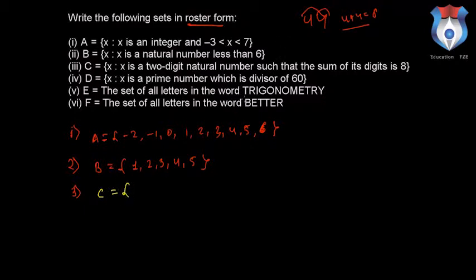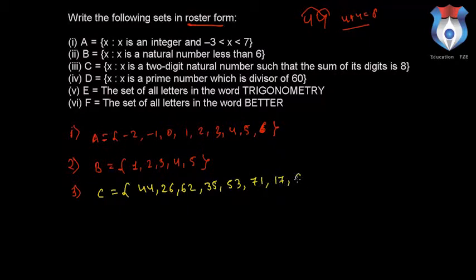So first one, as I said, 44, because 4 and 4 if you add, you'll get 8. Similarly, you can write 26, 2 plus 6 is 8. So you can reverse it also, 62. And similarly 3 and 5, 35. So you can write 53 also. And 71, because 7 and 1 is 8. So you can write 17 also.